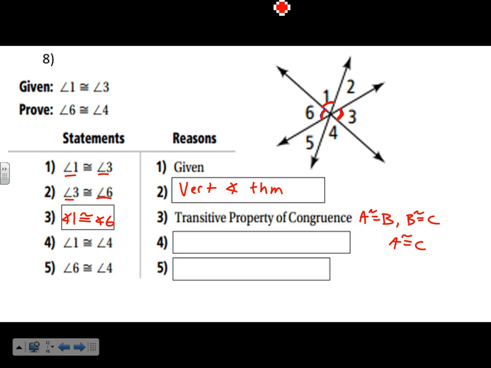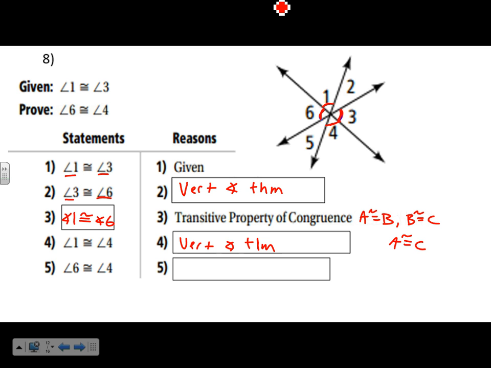Then the next one, that means angle 1, I guess that's what we did, so I should have done it this way. So they gave us that angle 1 and angle 3 are congruent. We figured out that angle 3 and angle 6 are congruent, and what they're saying is that angle 1 and angle 6 are congruent. So all those that are marked are congruent to each other. Angle 1 and angle 4 are congruent. Well, how do we know that? Well, that's the same thing. That's the vertical angle theorem.